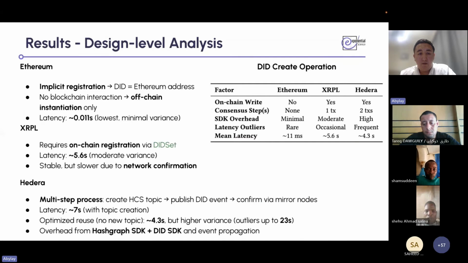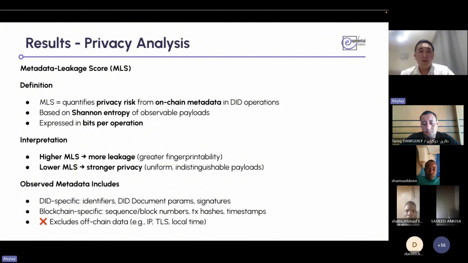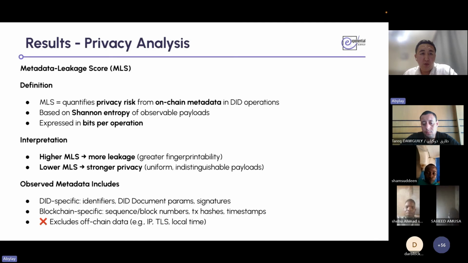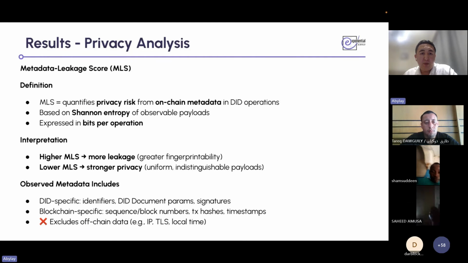Here is the design level analysis. I think I can skip this one. Okay, let's talk about the privacy part. In the privacy part, we have introduced a new metric called the metadata leakage score, MLS, which quantifies privacy risk from on-chain metadata in DID operations. It's based on Shannon entropy of observable payloads and expressed in bits per operation.